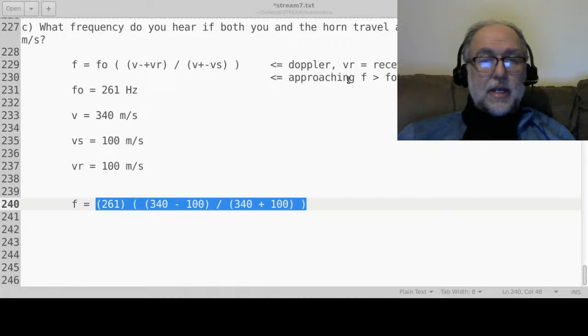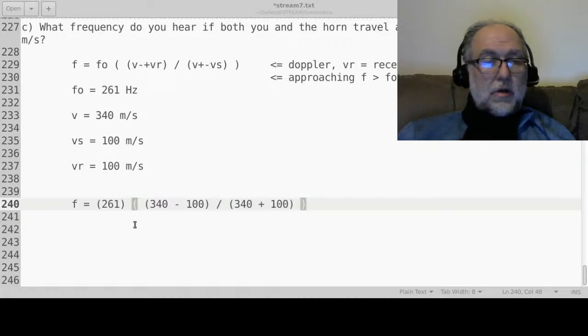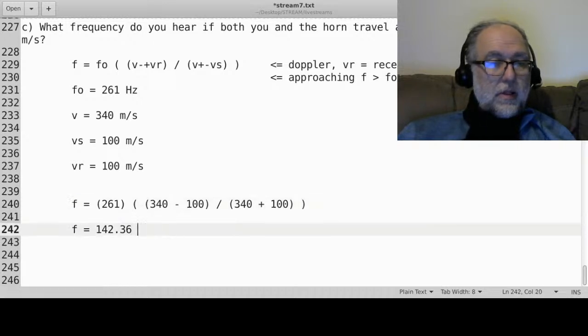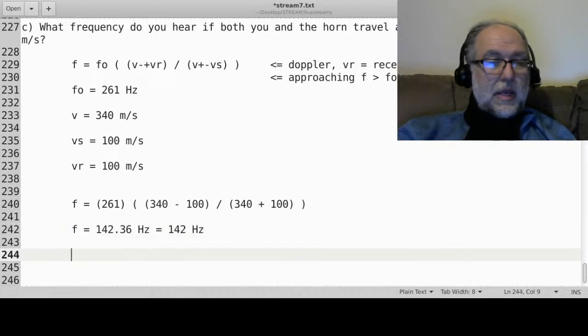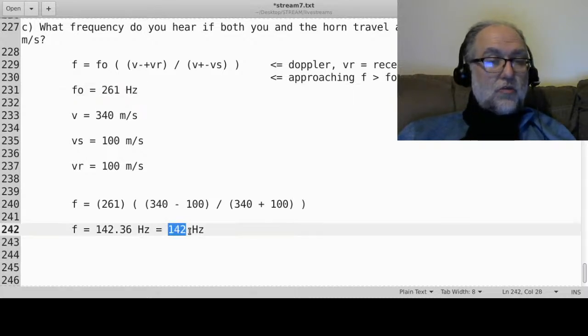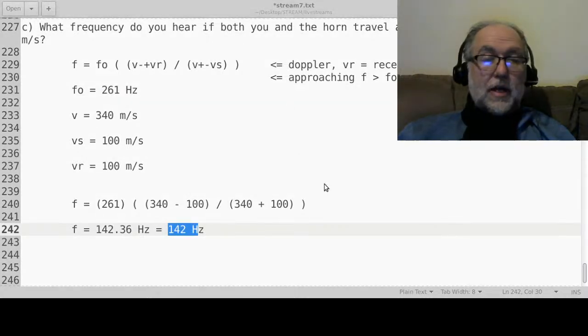All right, and what's that going to equal? That's going to equal this number right here, hertz. Okay, or rounding off, that's going to be 142 hertz, like that. Okay, and is that a decrease? Well, yeah. 261 drops to 142 hertz. Okay, and so there you go. There's the Doppler effect.